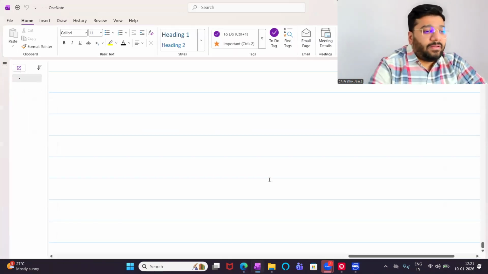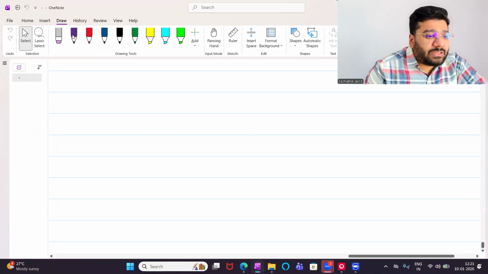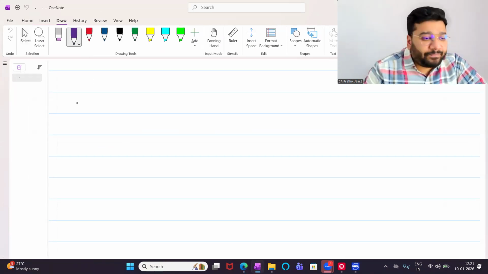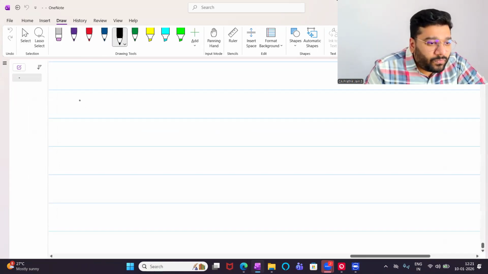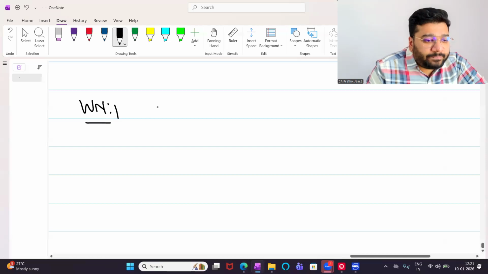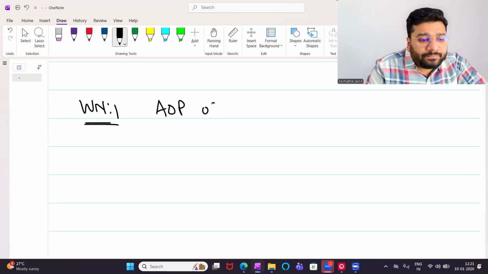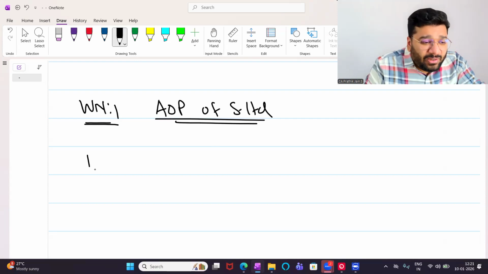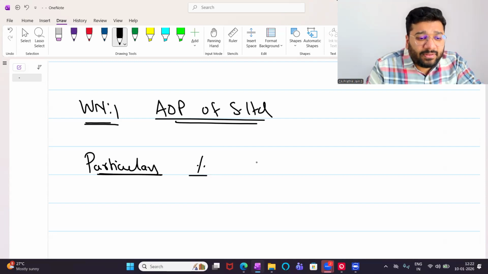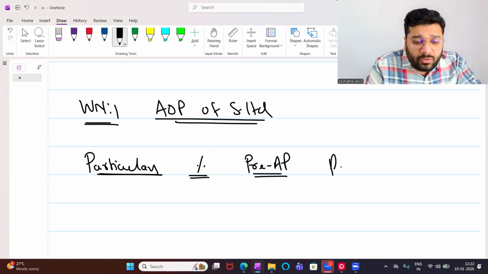Now, the first working note that we're supposed to prepare is called AOP. Working note number 1. Analysis of profit of S Limited. I forgot the format. Particulars, percentage, pre-acquisition profit, post-acquisition profit, total.